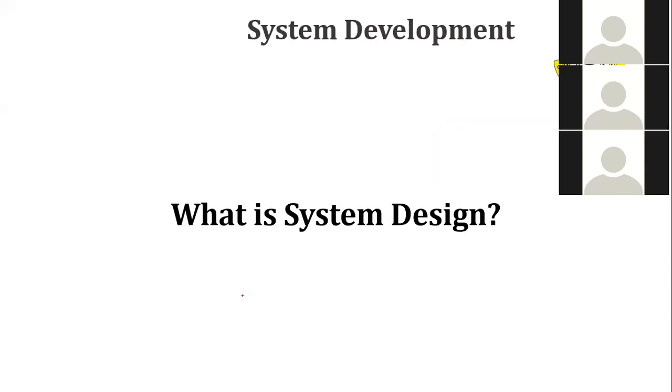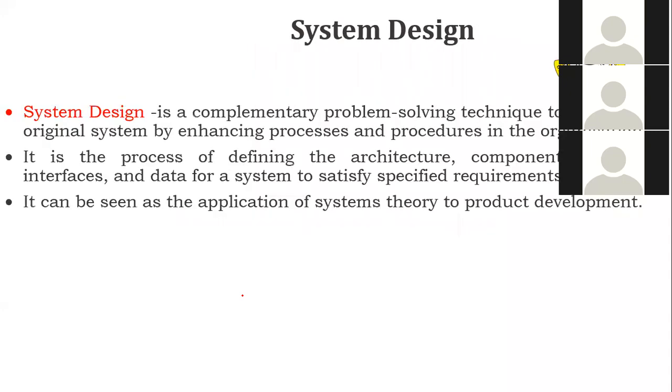So we look at another term, system design. What is system design? System design is basically a problem-solving technique which looks at improving an original system. When we come to system design, we are not coming into very fresh ground where there is nothing. No, there is an existing system. No matter the case, there is an existing system.